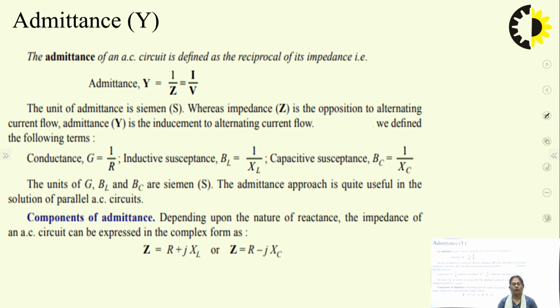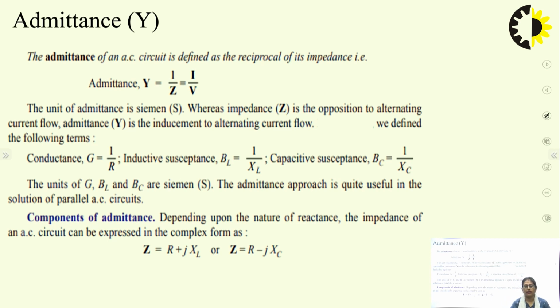Another method, what we are calling the admittance method. Now just see what this admittance is. The admittance of an AC circuit is defined as the reciprocal of impedance Z, right? The unit of admittance is Siemens or mho. When the impedance Z is in opposition to the alternating current flow, then the admittance is the inducement of the alternating current flow, right? What are the components of this admittance?